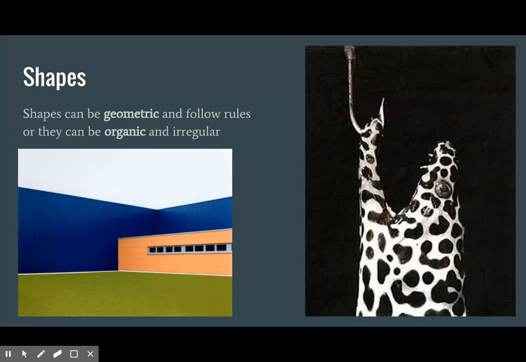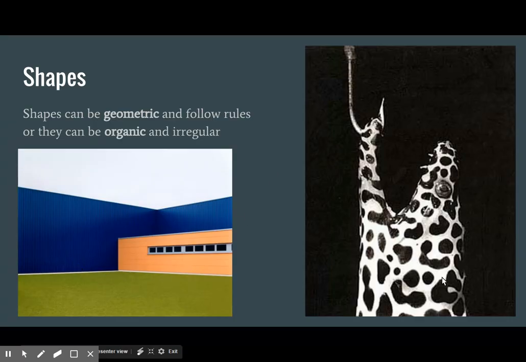Shapes are also very important in photographs. We can have geometric shapes or we can have organic shapes. Geometric shapes would be things like rectangles, triangles, circles, parallelograms, things that follow rules set up by human beings. All right, so here we have several different kinds of geometric shapes creating a very strong composition.